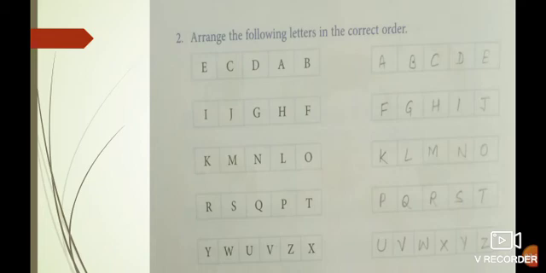In the same way, second line, it's given I, J, G, H, F. See children, again this is wrong. In the first place, F will be there. After F, G, then H, then I, then J. So you have to write in the correct order. Do it carefully, children.